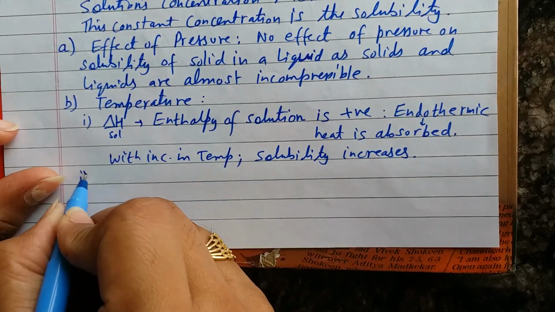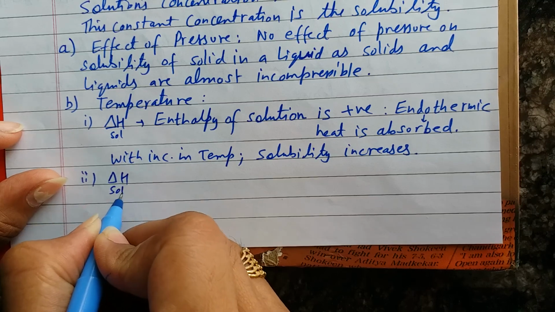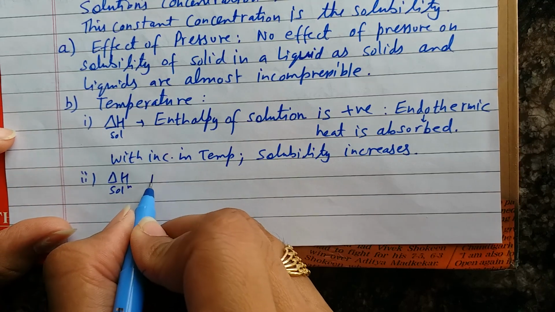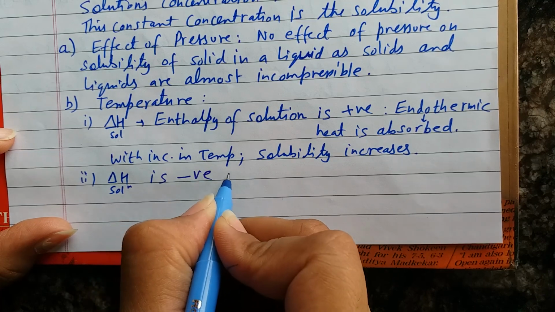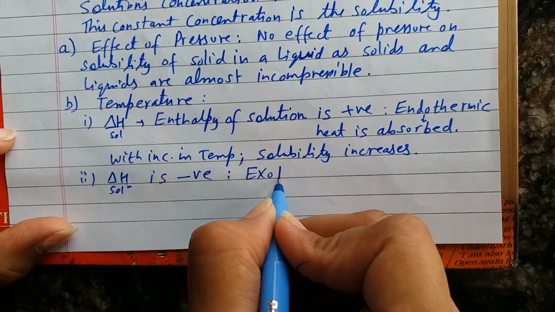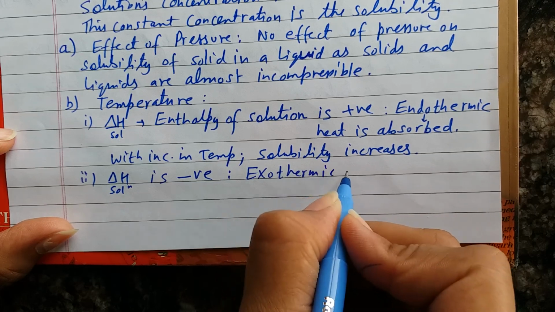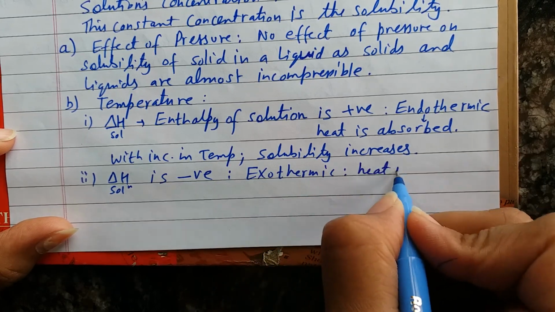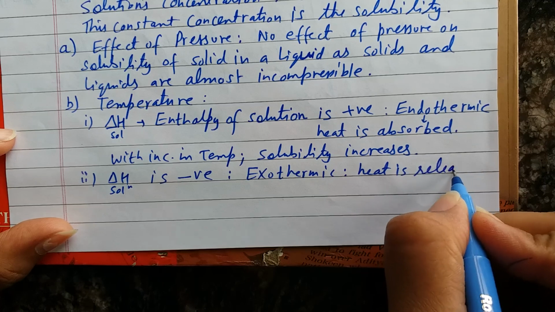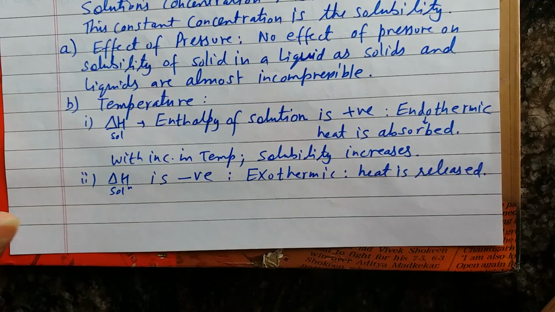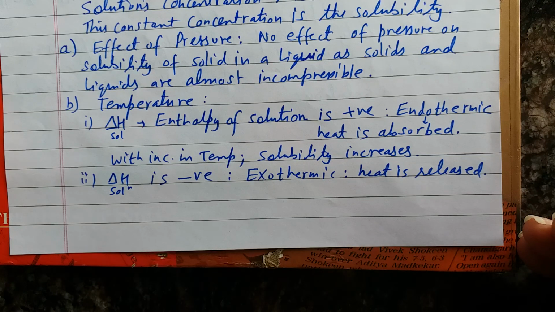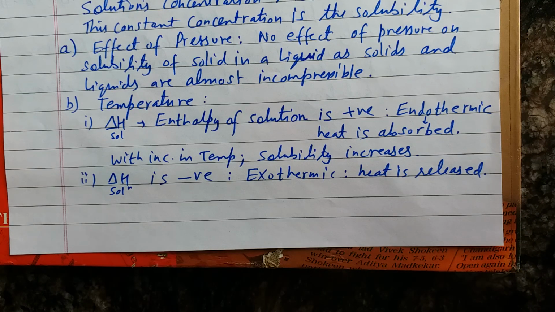Now let's look at the second situation. When the enthalpy of solution, delta H solution, is negative, negative means the process is exothermic. And exothermic means that in this process, heat is released. So this is a process in which heat is already being released, so it is not in need of heat. It is already giving out heat, and such processes, as per Le Chatelier's principle, are favorable at a low temperature because heat is already being given out. So these are not favored at high temperature.